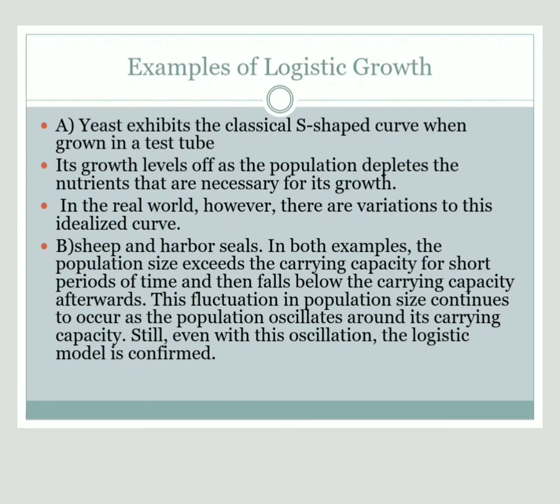Take sheep and harbor seals as examples. The population size exceeds the carrying capacity for short periods of time and then falls below the carrying capacity afterwards. This fluctuation in population size continues to occur as the population oscillates around its carrying capacity. Still, even this fits the logistic model. It is confirmed by these oscillations.